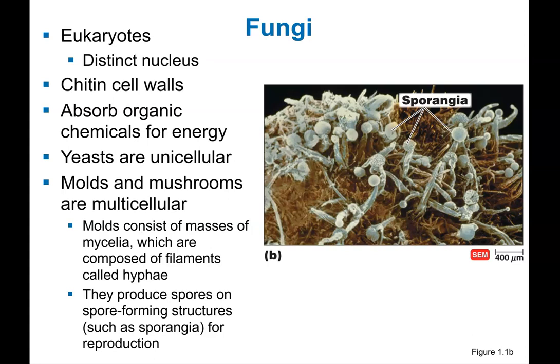And those hyphae lead to spore-forming structures, some of which are called sporangia. There are some other terms as well that are used for these spore-forming structures. And it's these spores that are the way that fungi reproduce. The only thing we have labeled on this diagram is sporangia, but these other threads down below that lead to the sporangia are actually the hyphae. And if we talked about this whole mass of fungi or mold, you would call it a mycelium.